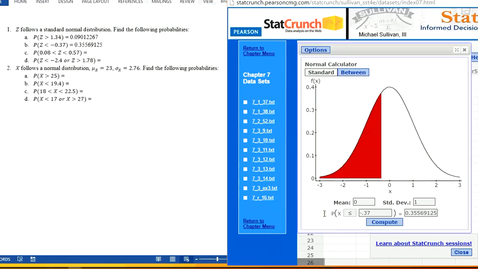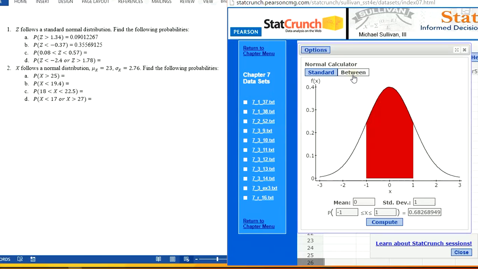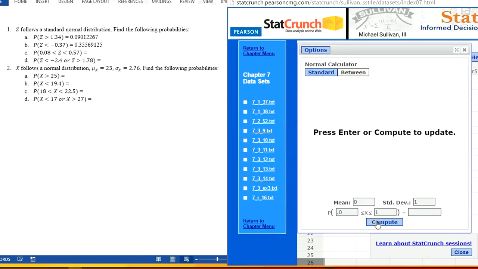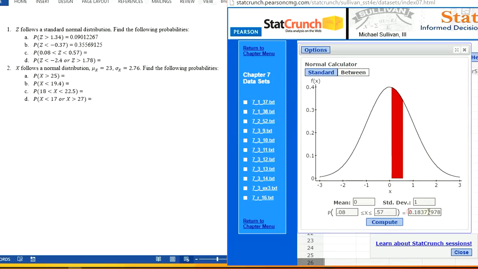Now for the probability that Z takes a value between, you go to the normal calculator, choose between, and put in your two values, 0.08 and 0.57. Compute, get a nice picture, you get your probability.